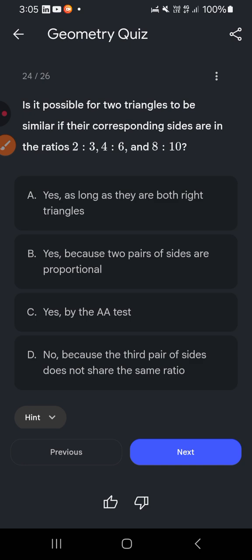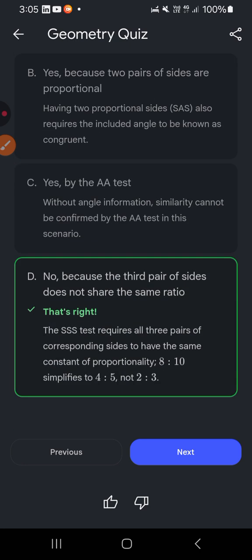Is it possible for two triangles to be similar if their corresponding sides are in the ratio 2 is to 3, 4 is to 6, and 8 is to 10? Correct answer is D. No, because the third pair of sides does not share the same ratios.